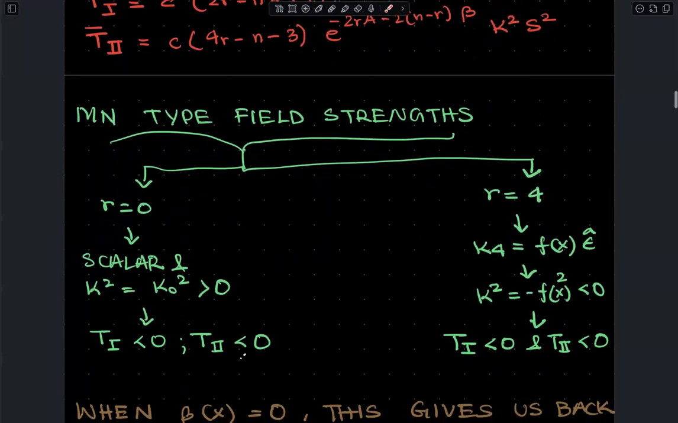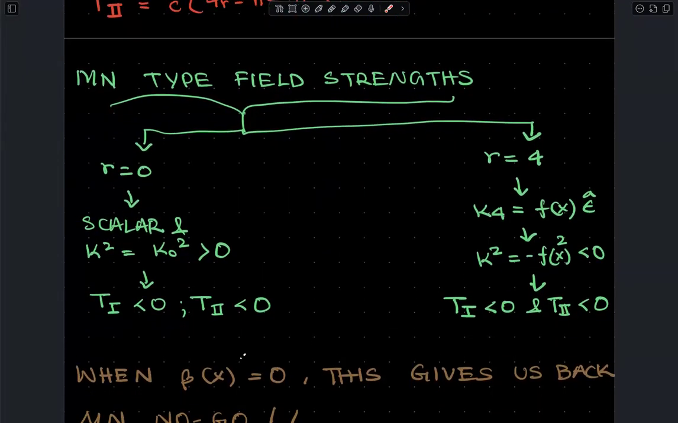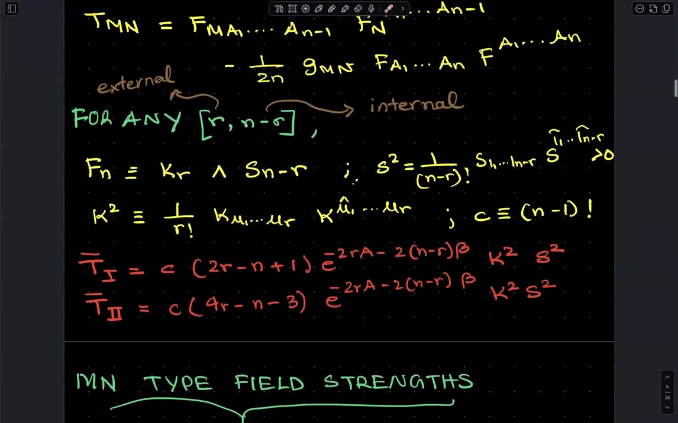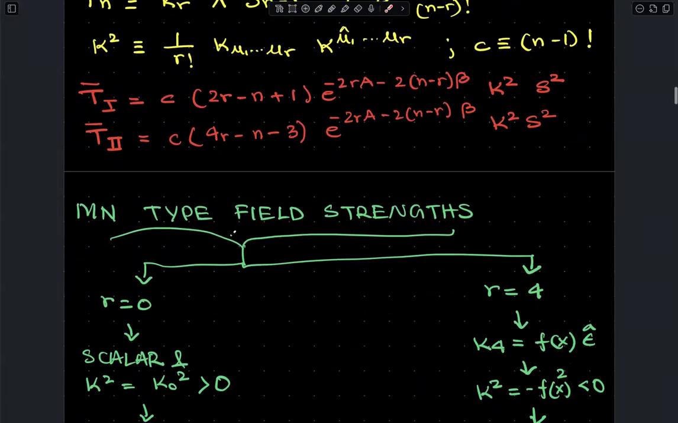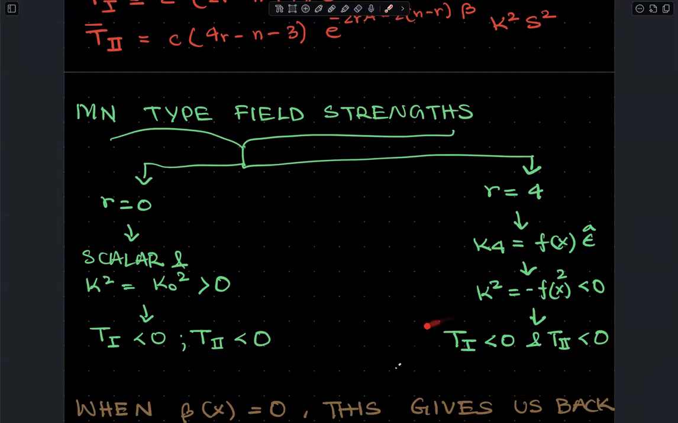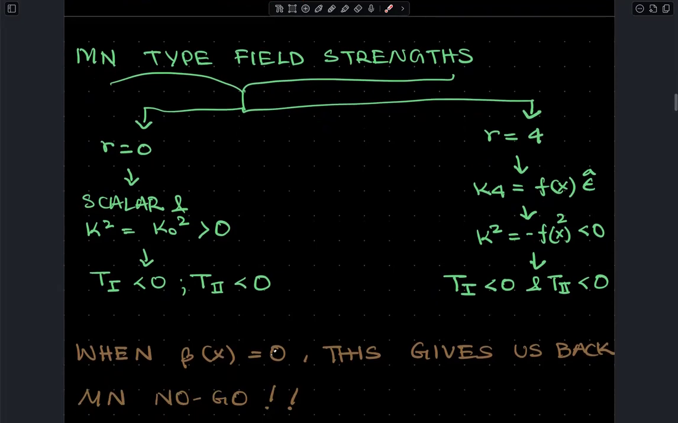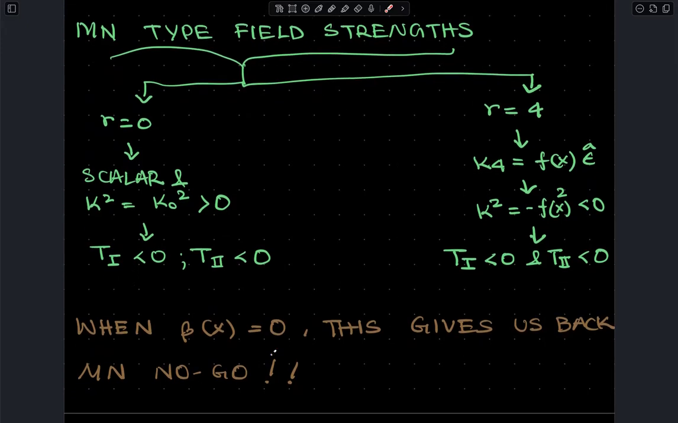For the Maldacena Nuñez type field strengths, for example, if there are legs along all the non-compact space part, that is when r is equal to 4 in this notation, we generate a contribution similar to Maldacena Nuñez, which is negative. And if we do not have any legs in the non-compact part, you again generate a contribution T_i and T_ii bar which is negative. Again, when beta is 0, this gives us back the original Maldacena Nuñez. So we can mix things up.